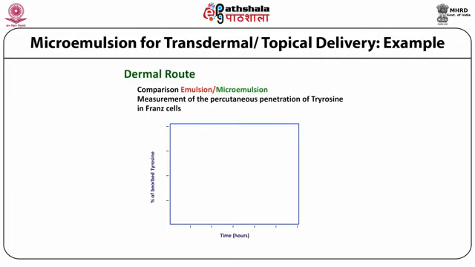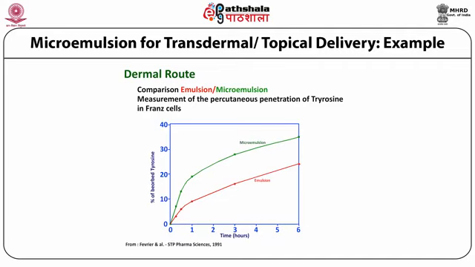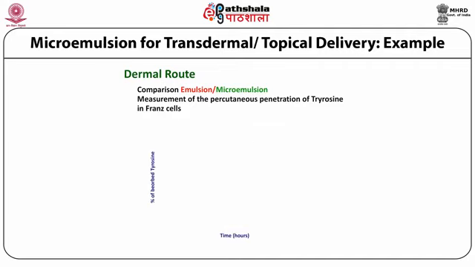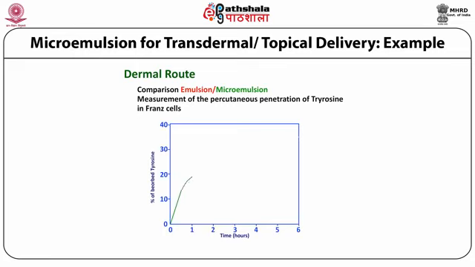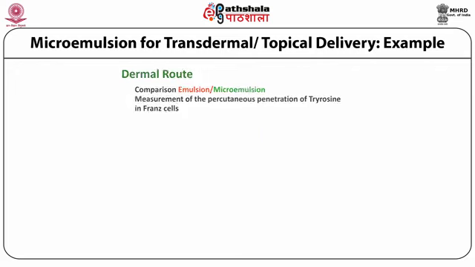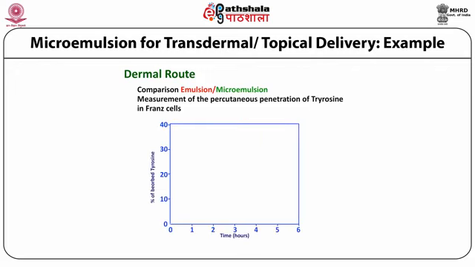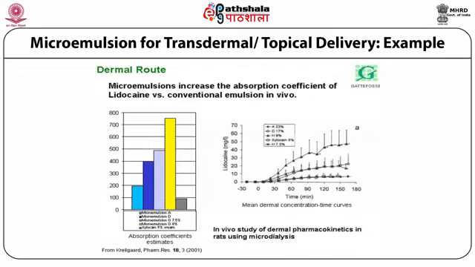The percutaneous permeation of tyrosine through a Franz diffusion cell is examined when entrapped in an emulsion or microemulsion based delivery system. The correlation of percentage of tyrosine absorbed versus time indicates that microemulsion is absorbed in higher concentration as compared to the emulsion based delivery system.